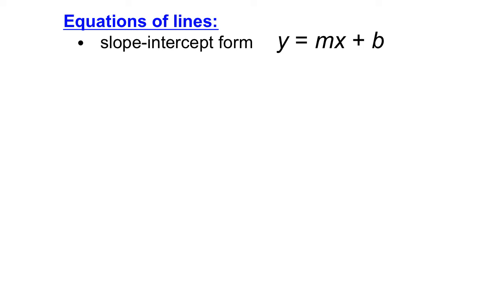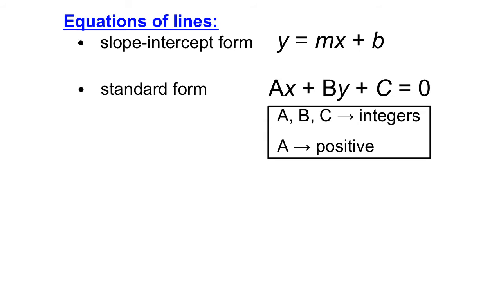But you've already seen there's more than one way to write an equation of a line. You've seen it written in different forms already. Another way that the line is written is called standard form, and it's written in the form ax plus by plus c equals 0. A, b, and c are all integers, so they have to be whole numbers, and a has to be positive.